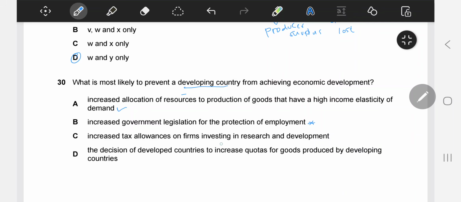Increase tax allowances on firms investing in research. This one will increase development. The decision of developed countries to increase quotas for goods produced by developing countries. If they increase the quotas, it means developing countries can export more to developed countries and therefore increase economic development. So for question 30, the correct answer is going to be B.